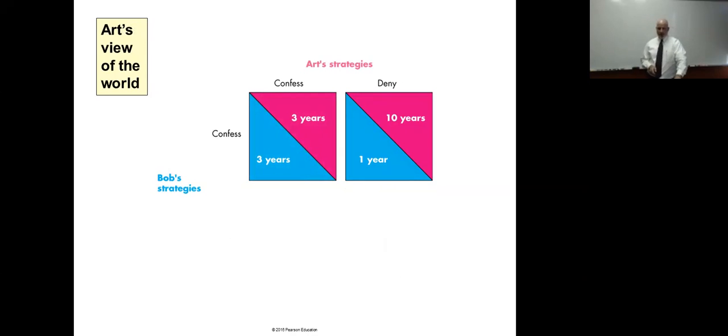Now, from Art's view of the world, if Art confesses and Bob confesses, what happens? 3 years each. Now, if Art denies and Bob denies, what happens? 2 and 2. That was their outcome.